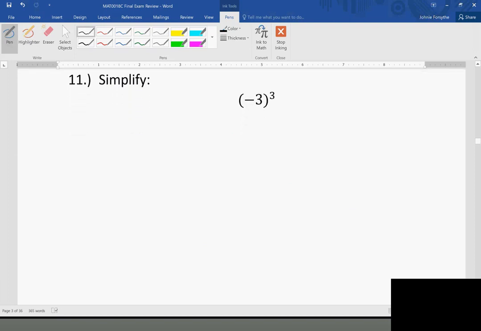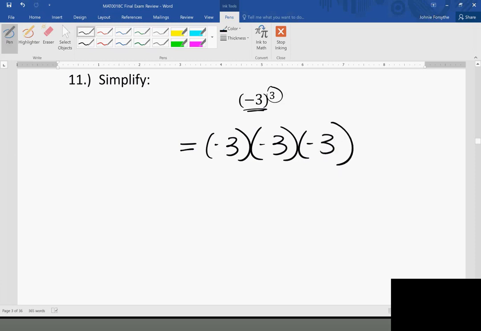Okay, number 11. Simplify negative 3 to the third power. So this is an exponent. So negative 3 is your base, and the 3 here is your power. And what negative 3 to the third power means is that I'm taking negative 3 and I'm multiplying it 3 times. Okay? So now let's simplify this.